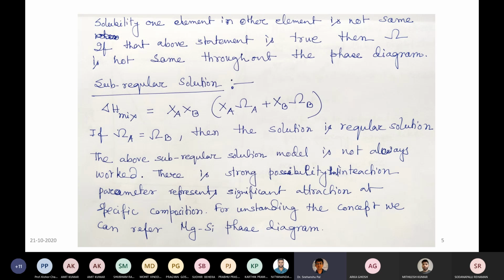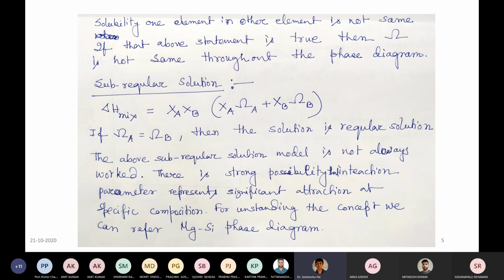Now we are talking about ΔH_mix equal to X_A X_B multiplied by (X_A τ_A + X_B τ_B). Now things are different. τ_A and τ_B are two different interaction parameters, and how each contributes towards ΔH_mix depends upon how many A atoms and how many B atoms are present, meaning the mole fractions of A and B. That will decide how τ_A and τ_B contribute towards ΔH_mix.